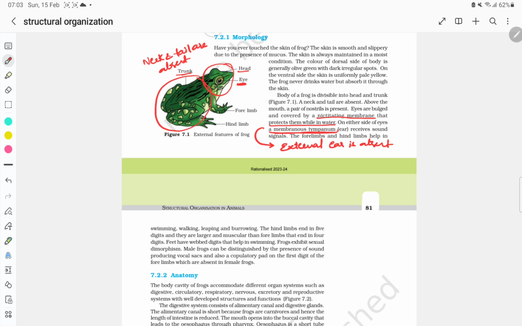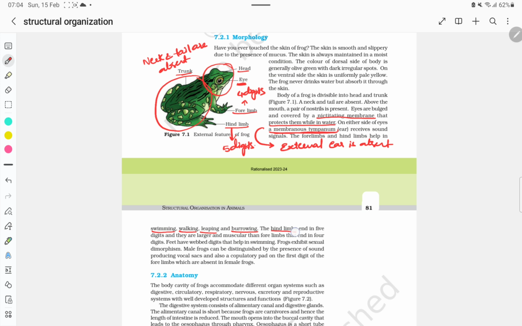Then coming to the limbs part, to the trunk, two pairs of limbs are attached, forelimbs and hind limbs. These forelimbs have 4 digits, and hind limbs have 5 digits. And what is the use of these limbs? That is also very important. Swimming, walking, leaping and burrowing. So these forelimbs and hind limbs help in swimming, walking, leaping and burrowing.